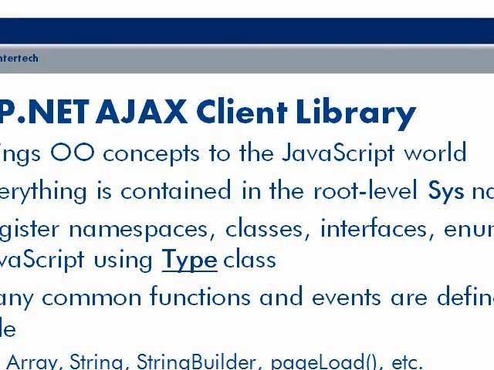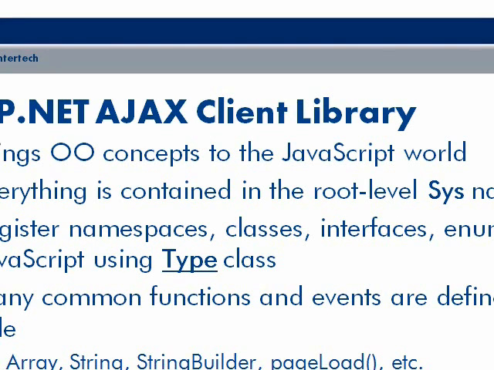Maybe you want to register interfaces or enums, or you want to say this class implements this interface, right? And of course you can do all of that with the Type class, which is another JavaScript class that Microsoft defined in this Ajax client library. A lot of common functions we're used to working with in .NET, like working with arrays, working with strings, StringBuilder, page load event handler. They're already created for you with this Ajax client library that Microsoft created.